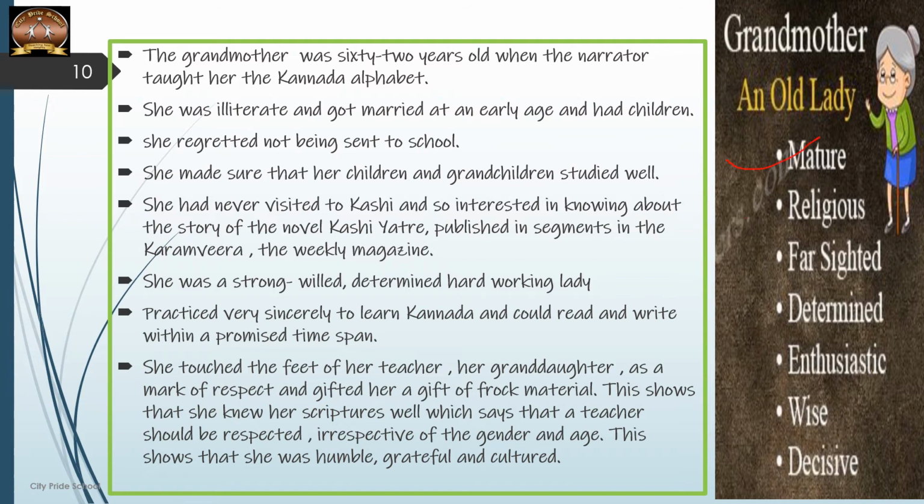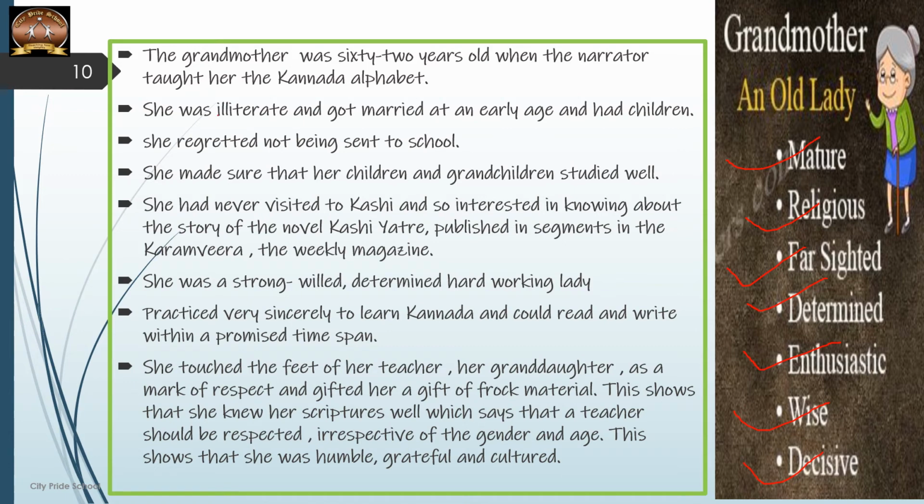She's mature, she's religious, of course, and she's far-sighted also. Then she's very, very determined. It's because of her determination that she changes her status from being illiterate to literate. Enthusiastic, yes, because the narrator describes that she used to learn and do her homework on time. Very wise and decisive, of course. Once she decides that she's going to change her status, she's going to learn how to read and write, she eventually ends up doing it.